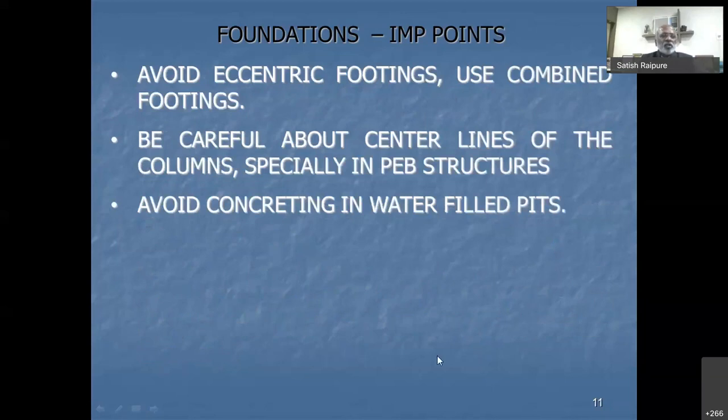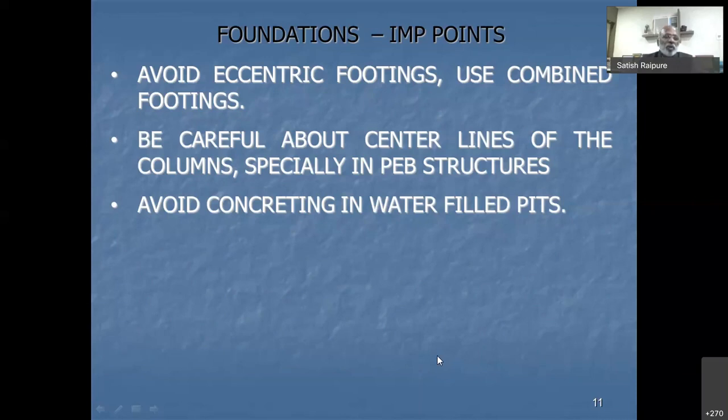In foundation, we should always try to avoid eccentric footings. The eccentric footings cannot be designed properly. The load distribution is not proper in the eccentric footings. That's why we should always combine this eccentric footing with the columns by providing additional columns, and we must provide the combined footings. The combined footings are very easy to analyze, and it's very easy to provide, and that will definitely reduce the uneven settlement because of the eccentric footing.